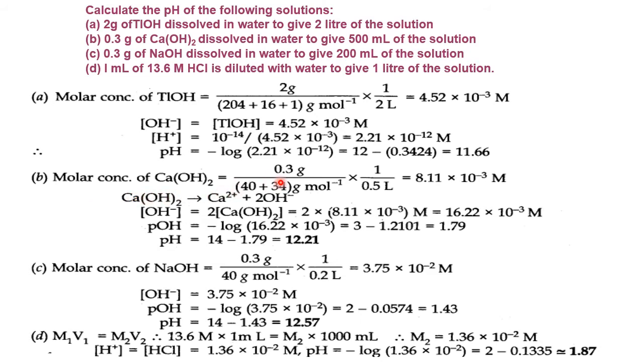Now coming to the second, molar concentration of Ca(OH)2. How much is the given mass? 3 by molar mass. So this becomes the number of moles. Number of moles in how many liter? 500 ml, or in terms of liter, 0.5, half liter. Okay. So simplify, 8.1 into 10 to the power minus 3 M molarity. What is this? This is the OH minus.